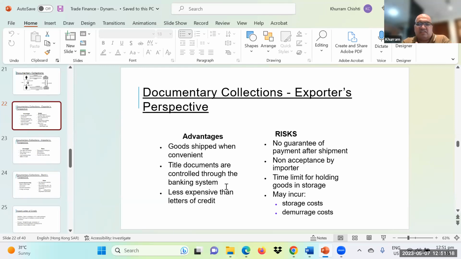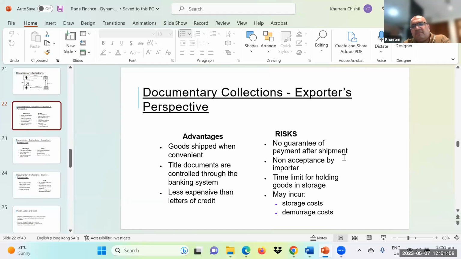Title documents are controlled through the banking system. As the person was asking the question, why not send the title documents directly? Here we are not sending them directly; they're controlled by the banking system. I send through the bank, it goes through the collecting bank, they collect from Almaya Supermarket and pay my money. Less expensive than letter of credit, because in a letter of credit the bank actually endorses the documents, which is the control the banks have kept. So this is less expensive than letter of credit, but more expensive than open account and cash in advance, because the bank is involved at a higher level of risk.